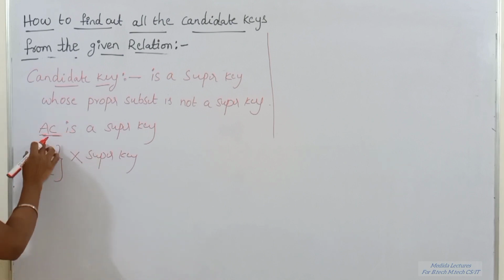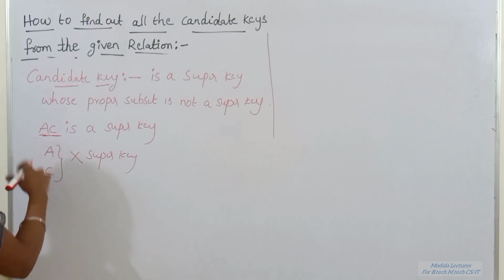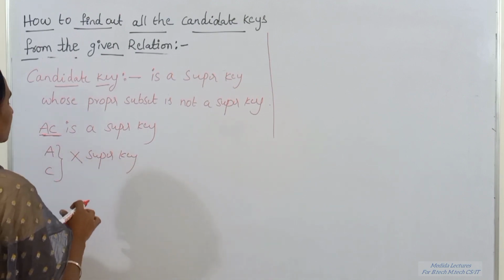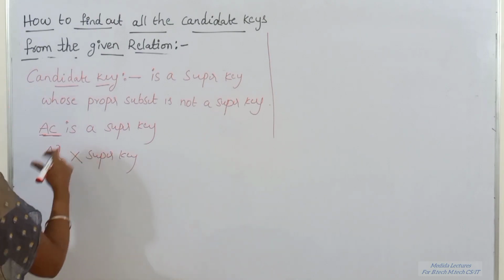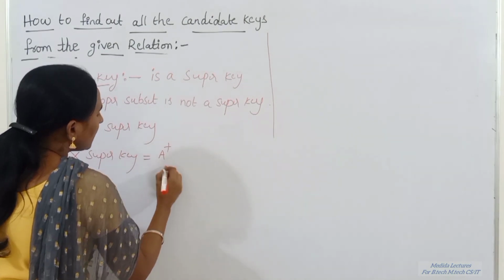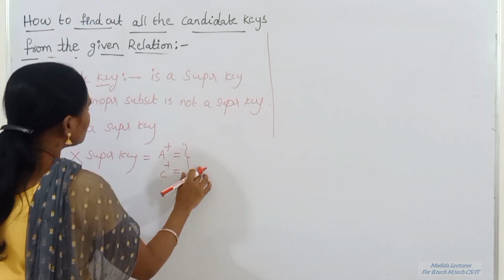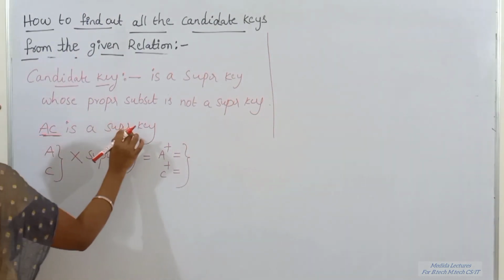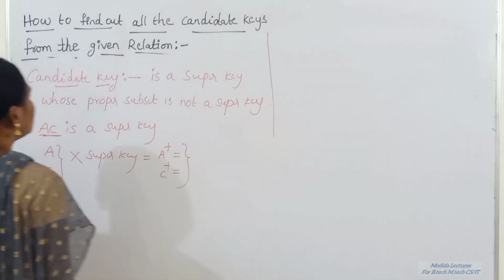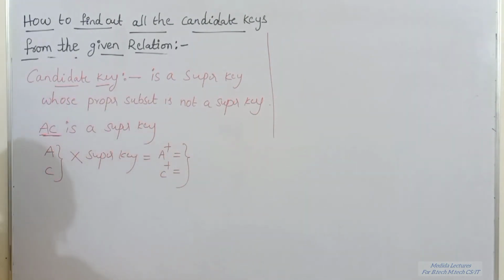So, how to find out whether these proper subsets are super keys or not? If you want to find out whether any attribute or set of attributes is a super key or not, you have to find out the closure. So, you have to find out the A closure and C closure. If A closure and C closure are not super keys, then AC would be a candidate key. Otherwise, AC is not a candidate key. So, candidate key is a super key but whose proper subset is not a super key.